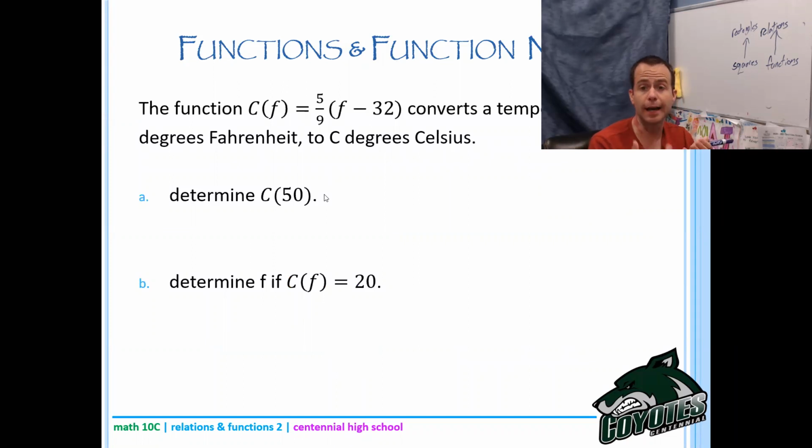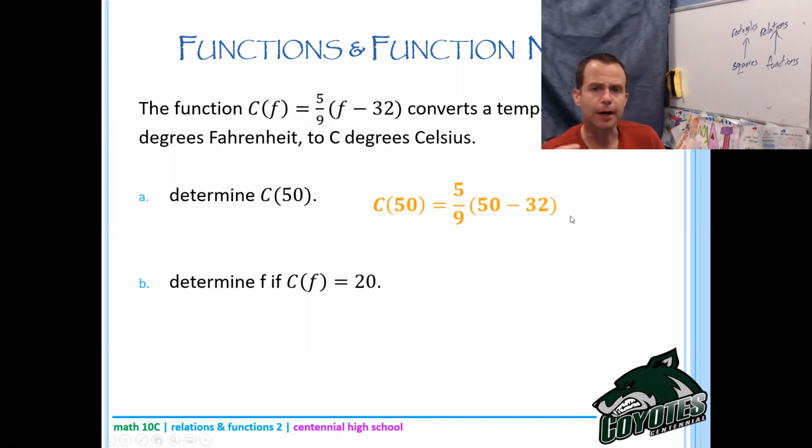Well, did I give you an F or did I give you a C of F? I gave you an F. So anywhere where you see F, you're going to replace it with 50. So you'll go 50 minus 32, and then to multiply by the fraction, you can just multiply by 5 and divide by 9. And so you should get a statement that says C of 50 is 10.